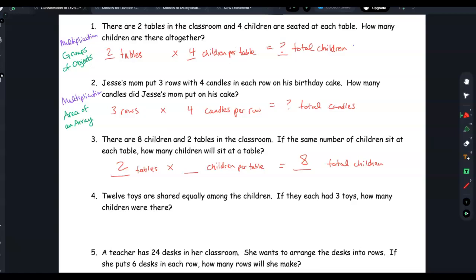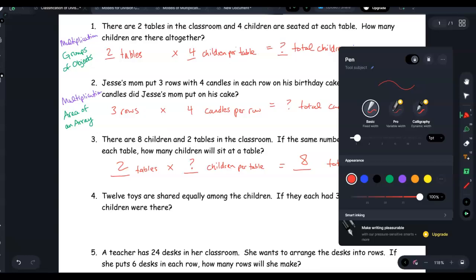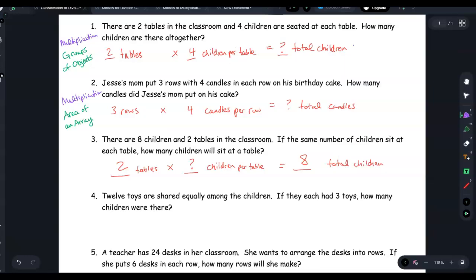And so then it's asking how many children will sit at a table. So it's asking for the number of children per table. Looking at my setup equation, this can help me figure out, if I didn't already know, how I would find this missing value. Well, if I'm trying to figure out 2 times what equals 8, I would divide 8 by 2. So this is going to be division, even though my setup is a multiplication setup.